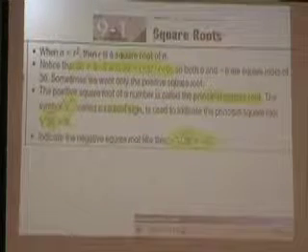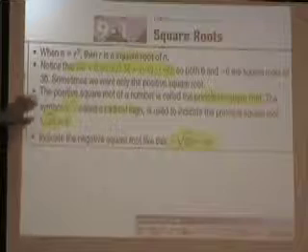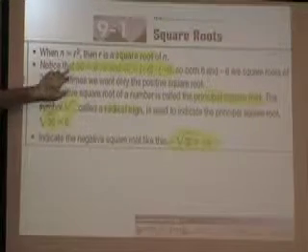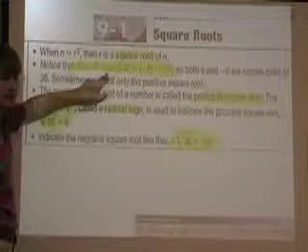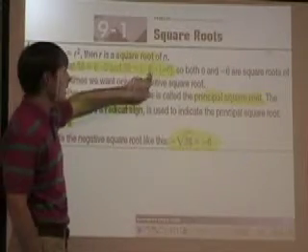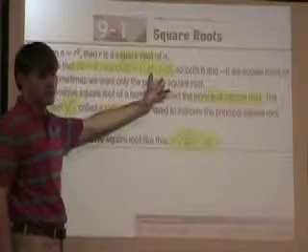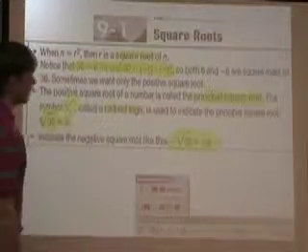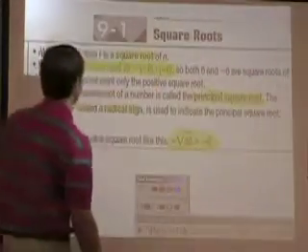Alright, up here on the board are some basic rules dealing with square roots. Now, I want to read this second sentence. Notice that 36 is the same thing as what? 6 times 6. Right? And 36 is the same thing as negative 6 times negative 6. Why is it negative 6 times negative 6? Because negative times a negative is a positive. Good, Reggie.